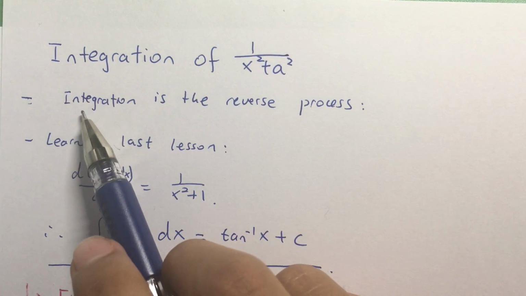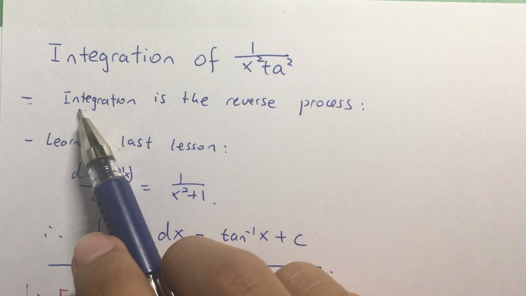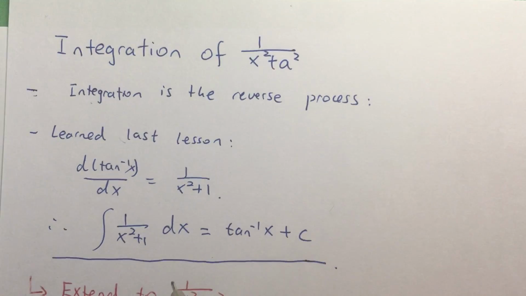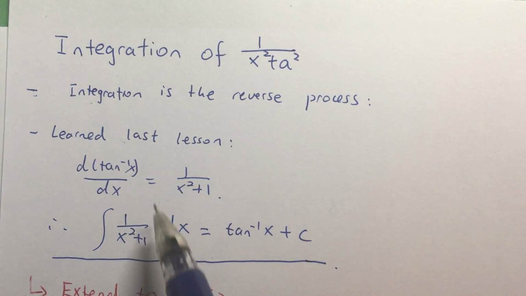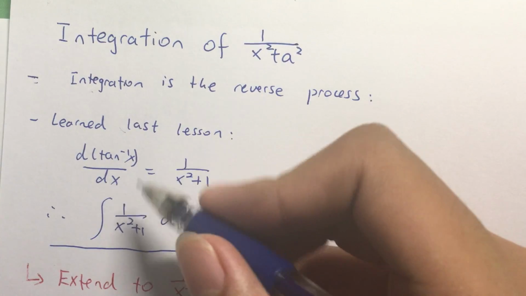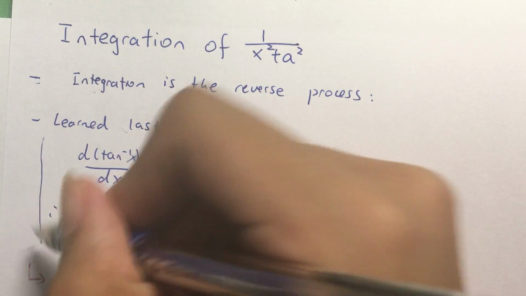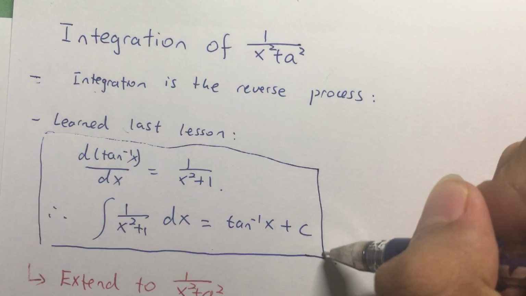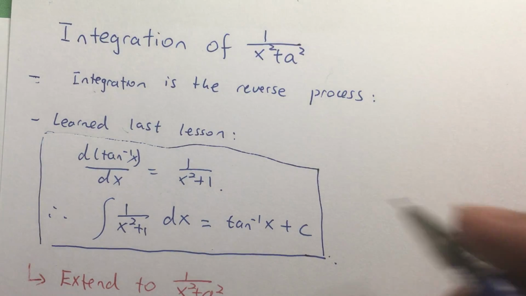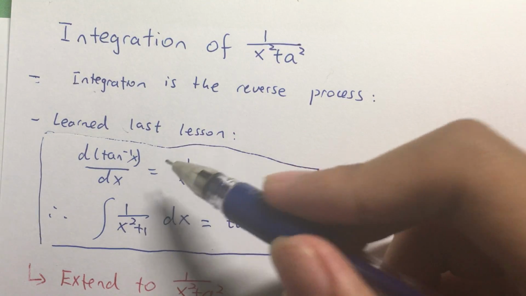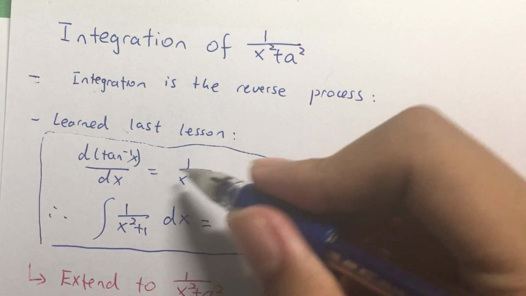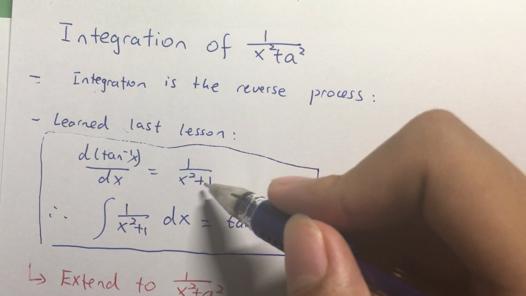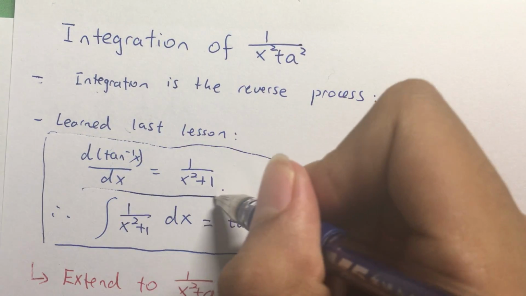Firstly, we should revise some skills that we learned before, such as integration is the reverse process of differentiation. And that is what we learned last lesson, which is the differentiation of inverse tangent x is equal to 1 over x squared plus 1. So that is what we learned.